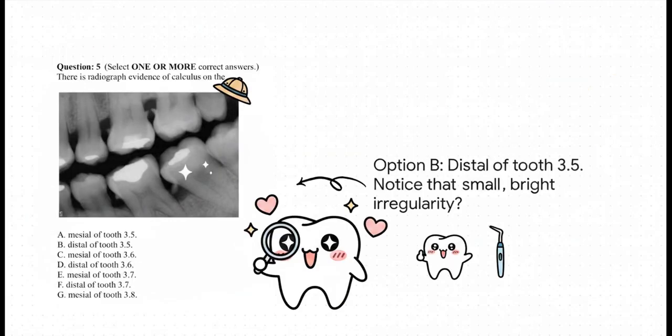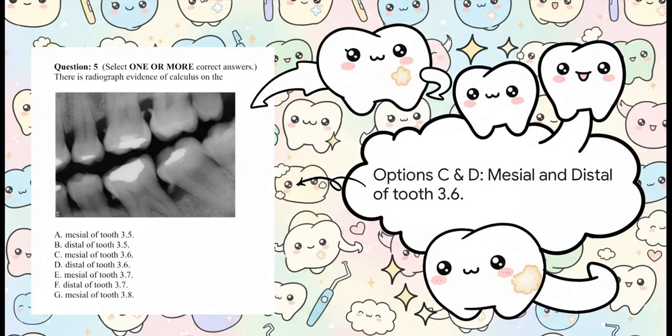Okay, let's just slide over to the other side of that same tooth, the distal or back surface. Now, look really closely here. You see that? That small but very definite, bright, pointy little shape. That is exactly the radiopaque spur we were told to look for. Bingo. That is a solid clue. Awesome. Let's move on to the next tooth in line, 3.6.